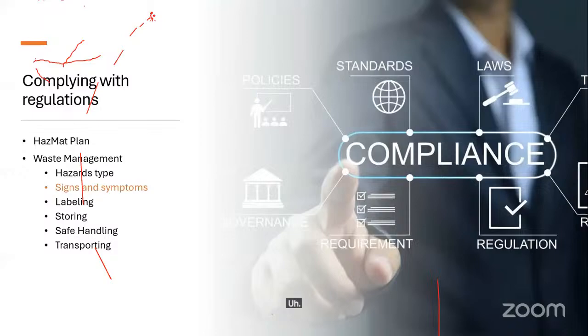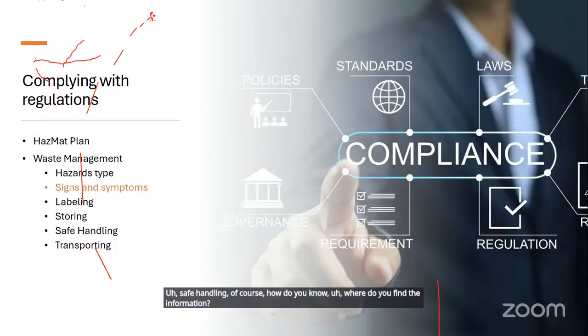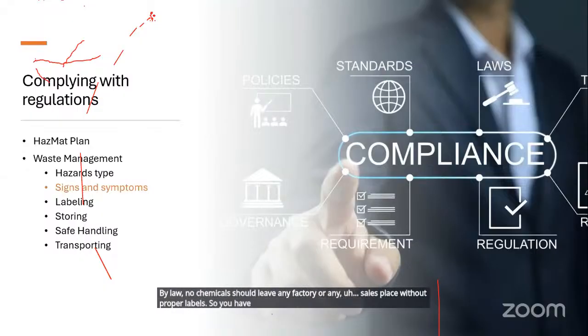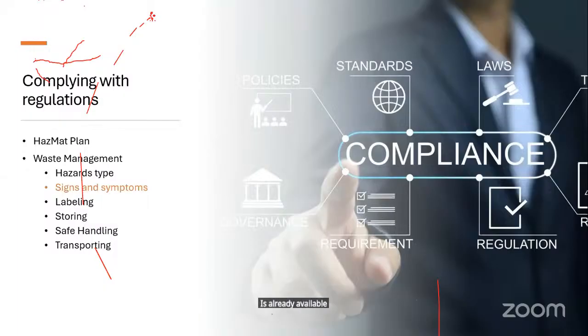Safe handling, of course. How do you know where to find the information? Your first source of information is the label. The label gives you a lot of information. And by law, no chemicals should leave any factory or any sales place without a proper label. So the most important information you need is already available in the label. So try to read the label.